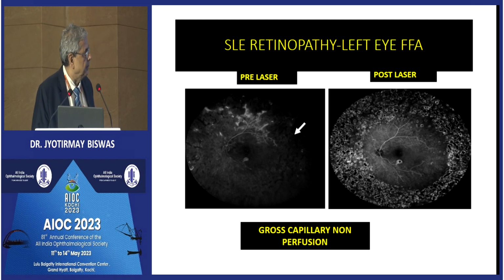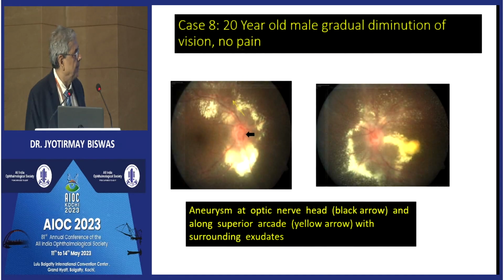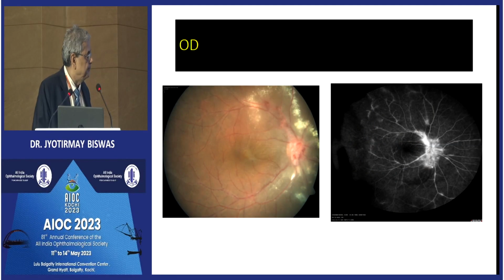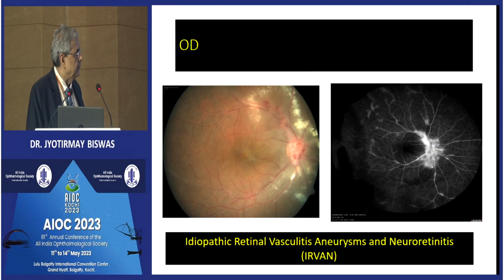After that, we did aggressive laser photocoagulation and could preserve the vision. And this is another situation where the fundus fluorescein angiogram can elegantly show this is the IRVAN, the idiopathic retinal vasculitis, aneurysm and neuroretinitis. And you can see the beading of the blood vessels, which is elegantly shown by the fluorescein angiogram.